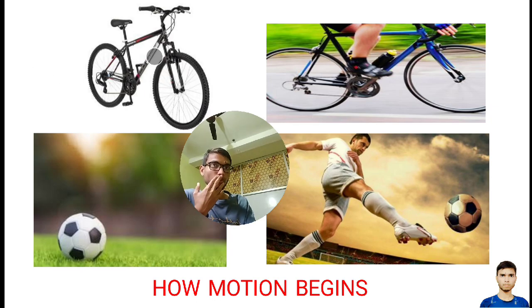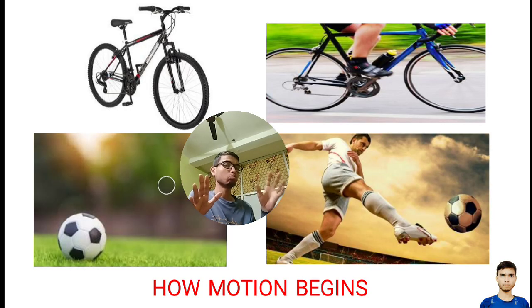Nobody is applying force on this object. That's why it is not moving. But in this case, someone is riding this cycle. That's why this cycle is moving. So what are you observing? You are observing that when someone applies force on an object, the object changes its position. Then we say it is a moving object.